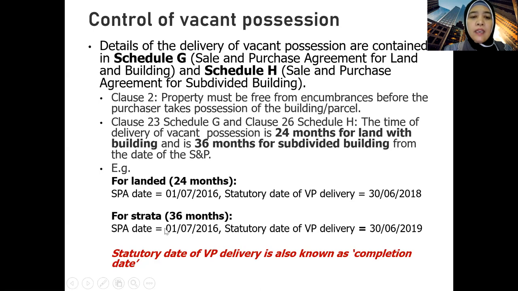That's the end of the 24 months. For strata, if you sign on 1st of July 2016, 36 months, you plus 3 years. So 2016 becomes 2019. Again, the date is 1 day earlier than the date you sign. So the statutory date, also known as statutory date of vacant possession delivery, sebab mengikut statute, mengikut undang-undang, date yang mengikut undang-undang untuk diserah milik kosong tu is 30th of June 2016. The statutory date of vacant possession delivery is also known as completion date.